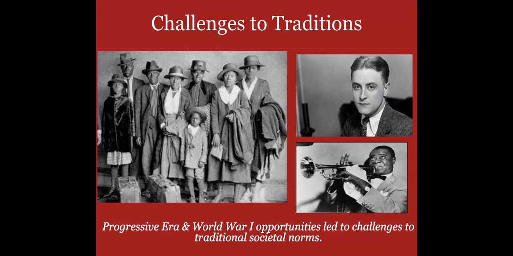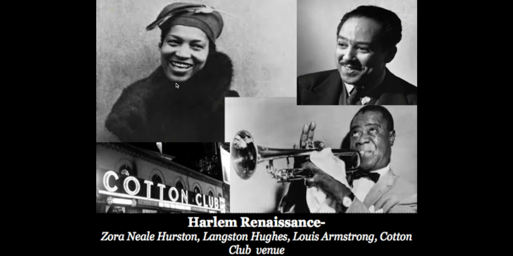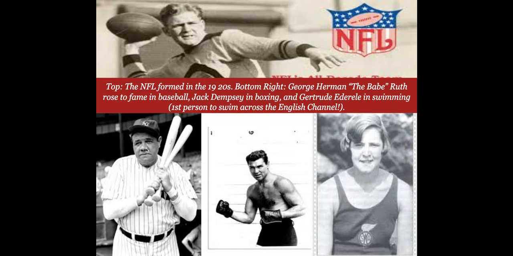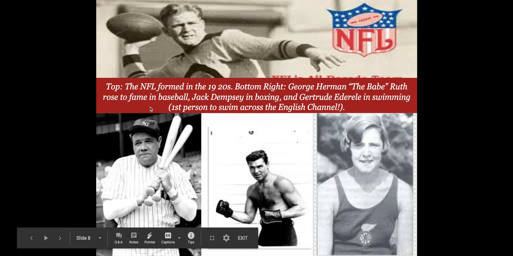So here we see another image kind of focusing on those challenges for traditions. The Harlem Renaissance, some great artists there of Zora Neale Hurston, Langston Hughes, a poet, and Louis Armstrong. There's a famous Cotton Club venue. NFL was also founded. Sports like golf, swimming, tennis, baseball, boxing, you name it. These were all rising in popularity. This is the Babe right here.